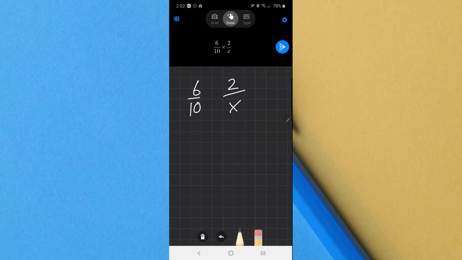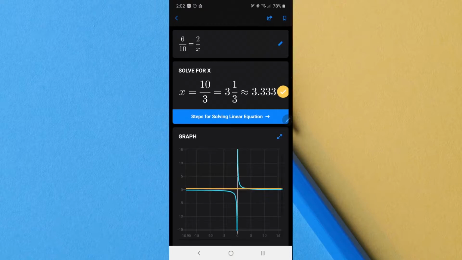If I wanted to do an equation like 6/10 equals 2/x, and I wanted to solve that kind of equation, whatever it's called, I know it is a type. And if I hit the next button, you'll see here it says solve for x. So it's telling you all the steps to solve for x. It is a linear equation. That's what it was. So if I click it, it's giving you all the steps, giving you graphs.